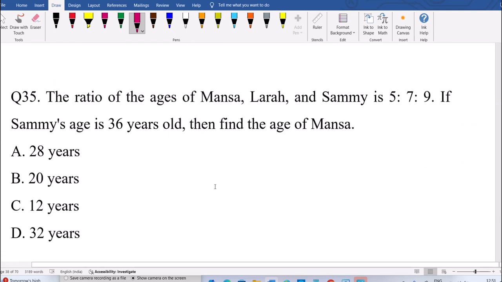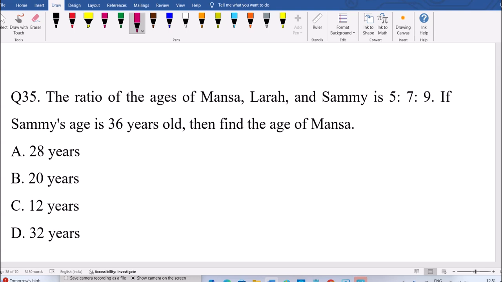Now this type of question is very easy, and in the exam please read the question and attempt. Here they are asking Mansa's age. In the same question you may get they may ask Sammi's age or Lara's age. They'll change which person is related, so you act accordingly. Now let's see the question. Answer.